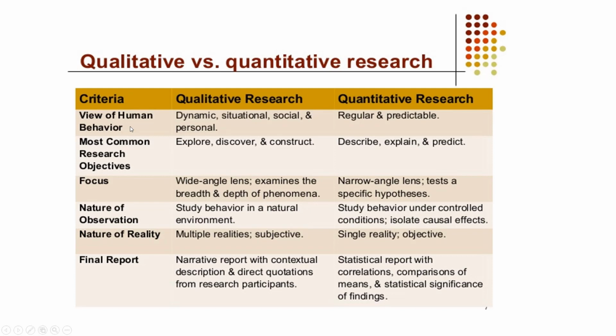Lastly, there are some more characteristics to consider. When we look at human behavior, in qualitative research it is dynamic, situational, social, and personal, very often about individuals and populations. In quantitative research, it's regular and predictable. The focus is different. In qualitative research, it's a wide-angle lens and examines the breadth and depth of phenomena. In quantitative research, it's the opposite, a narrow-angle lens to test a specific hypothesis.